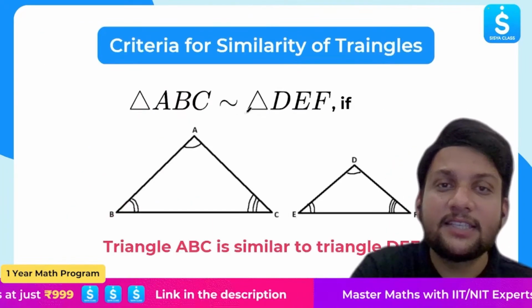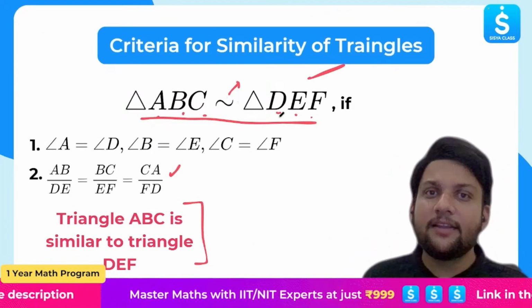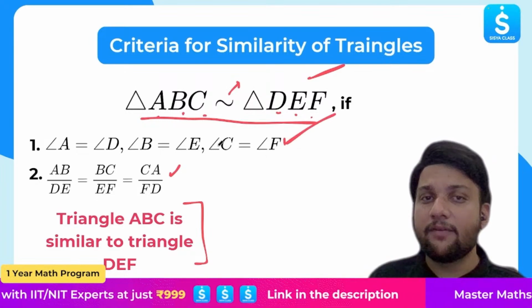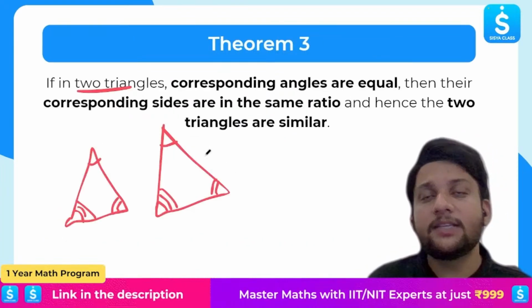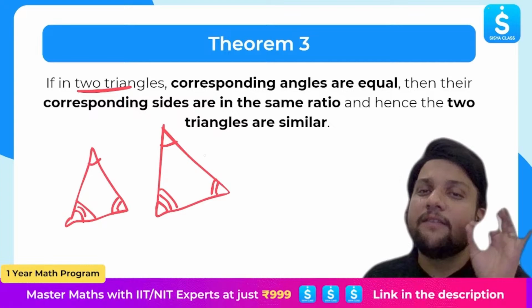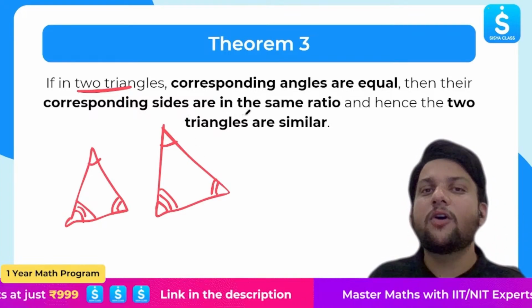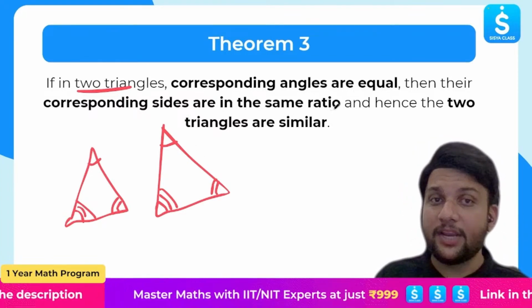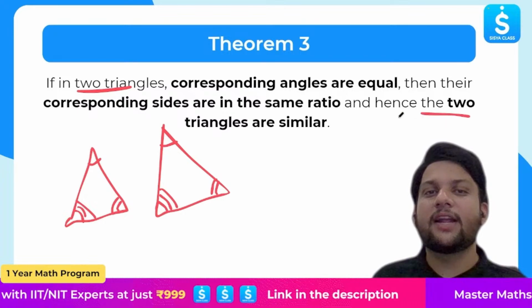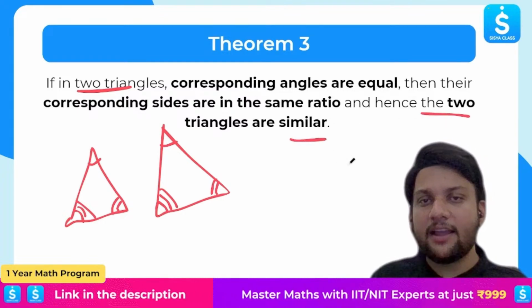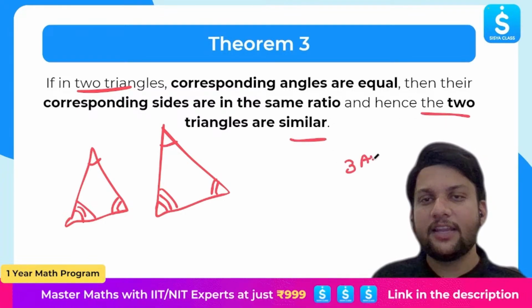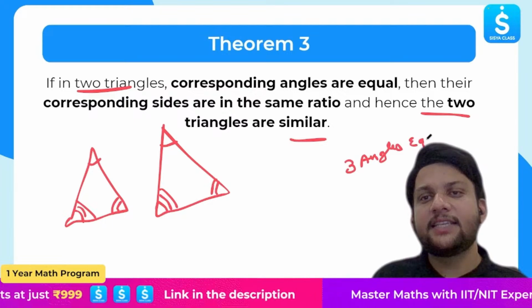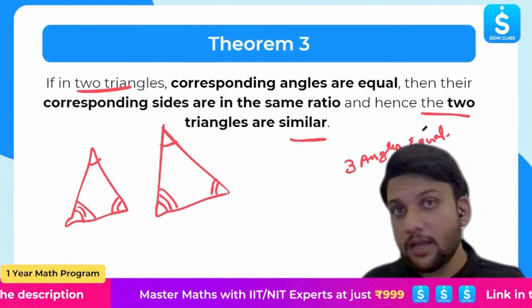See, if you see this condition, what is there? It is saying that all the three angles are equal. The second, what is the theorem saying? If we have the three angles equal, we can easily assume that their corresponding sides are in the same ratio, and hence the two triangles are similar.